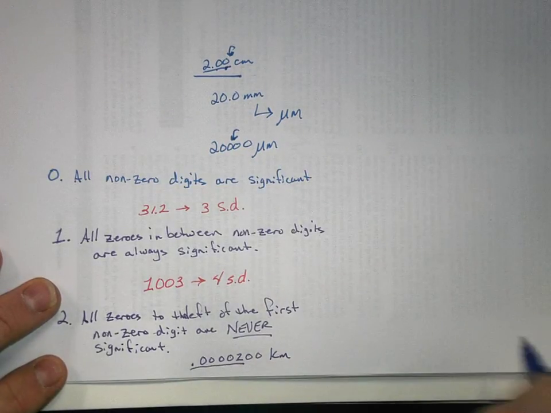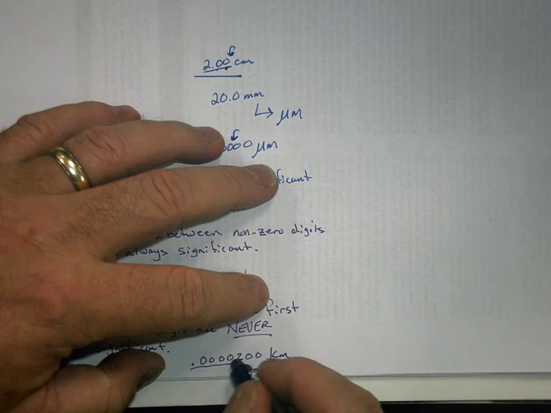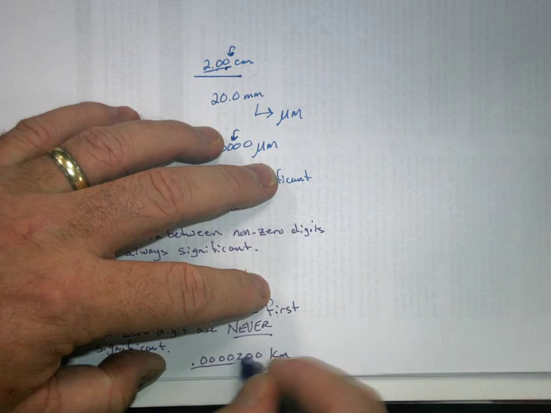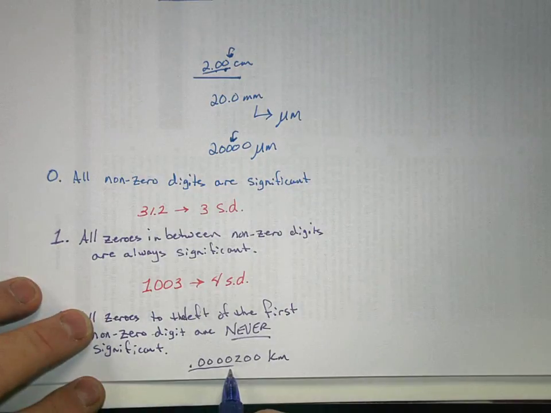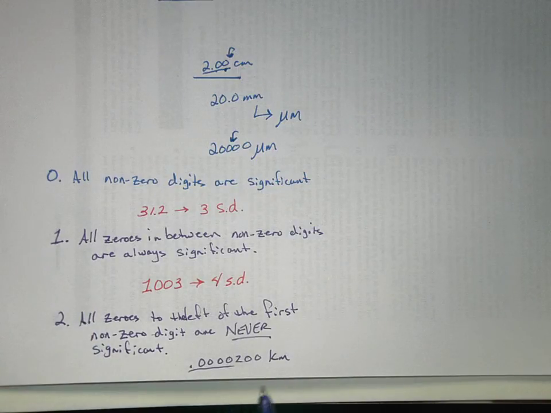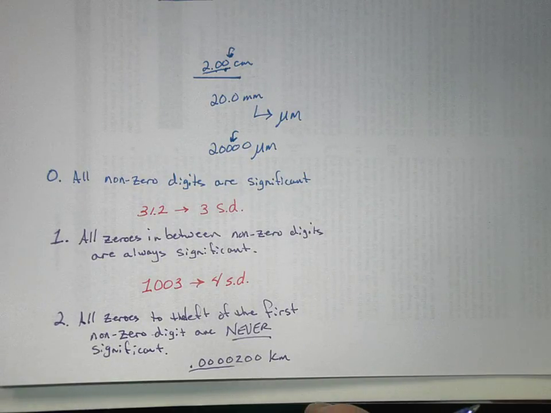Oh no, wait, nope. Count the 2, sorry. These don't matter. Leading zeros are never significant. All they do is show you that the value of what you're dealing with is small. It doesn't tell you the precision of your measurement. All right? Okay.